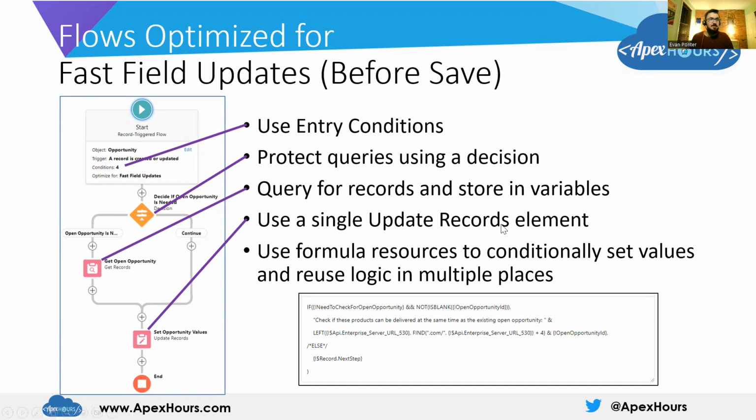I like to use a single update records element at the end of my fast field updates flow just to consolidate that operation. There is a bulkification happening behind the scenes. If you are processing hundreds of records, you can keep that to a minimum by using this single update records element. So it only has to loop through all of your records one time. Then the value that's being applied is conditional by using formula resources so that you can make decisions independently. These formula resources also allow you to reuse your logic in multiple places, which makes you much more efficient so you don't have to keep repeating yourself.